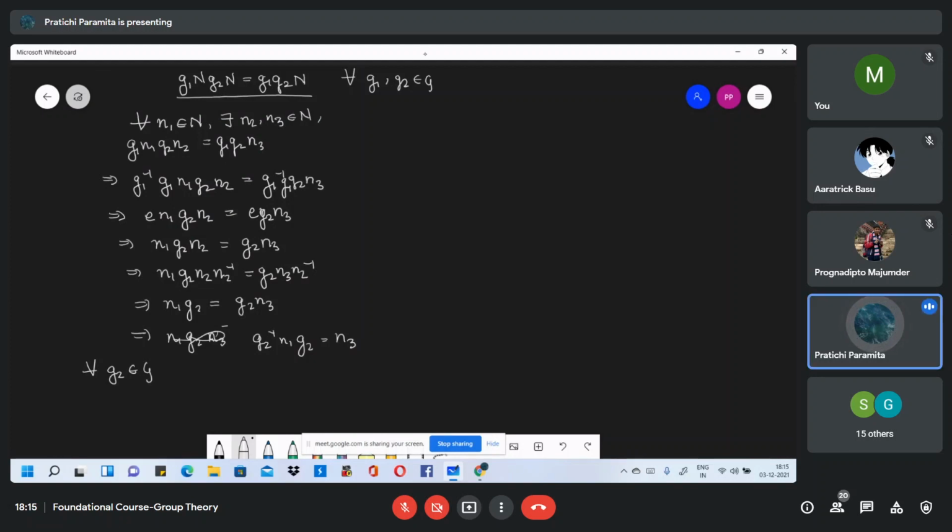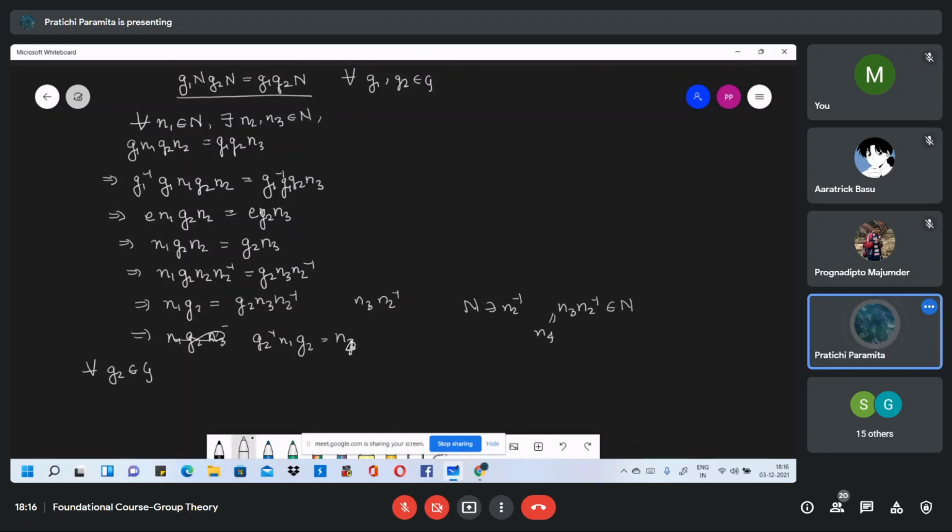Sorry, this is n3, n2 inverse. n3 is an element of capital N and n2 is an element of capital N. N is a subgroup, so n2 inverse should also belong to capital N. And from closure, I can say that n3 n2 inverse is in N. So I can denote this by some element, say n4.